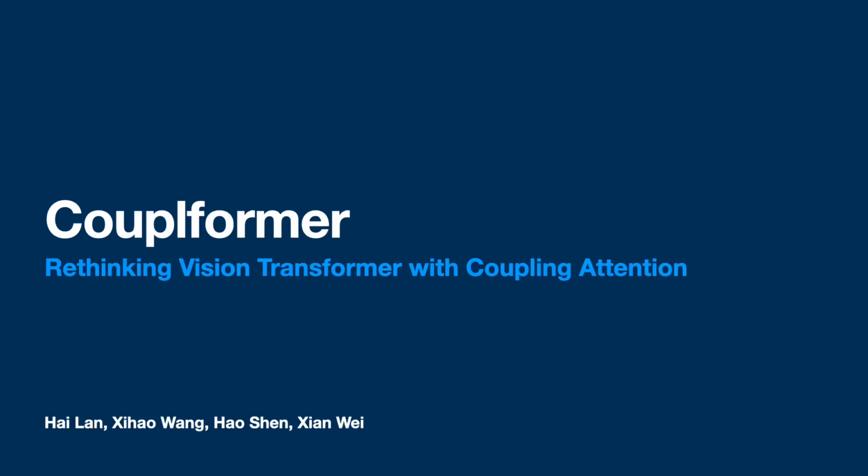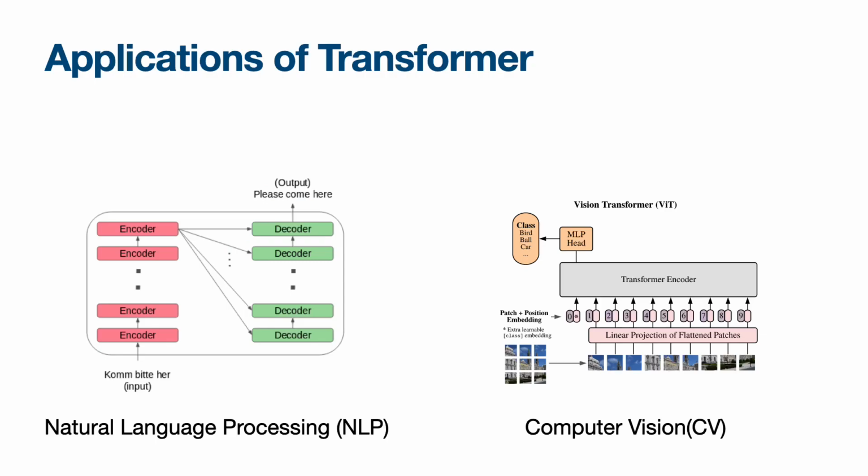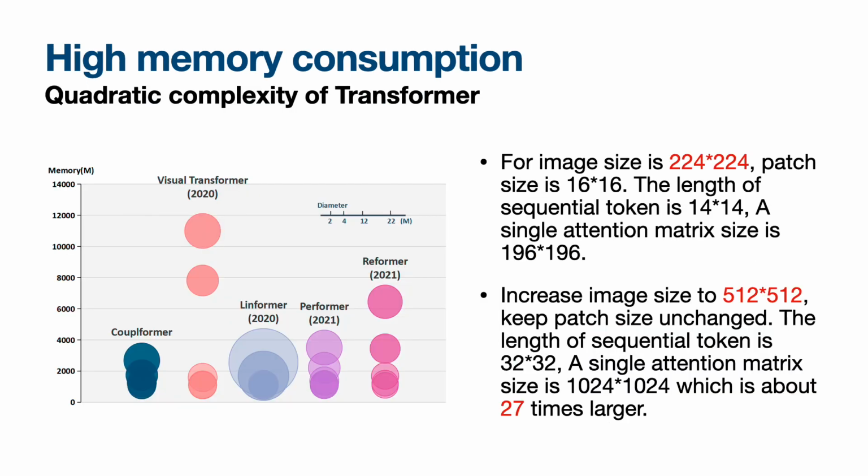Hello everyone. In this video, I want to introduce our work Couplformer, Rethinking Vision Transformer with Coupling Attention. The terminology Couplformer is made by ourselves, which means coupling a transformer. Transformers have become one of the most popular deep learning models for common machine learning tasks, such as natural language processing and computer vision. However, there are several issues with this architecture.